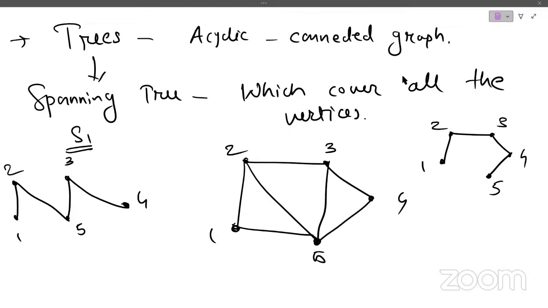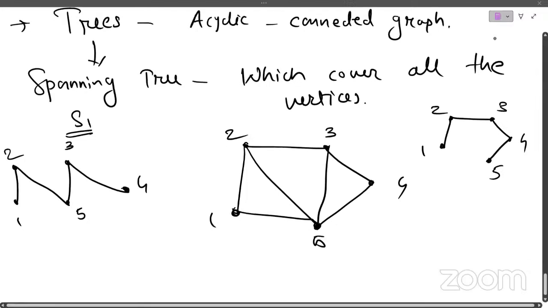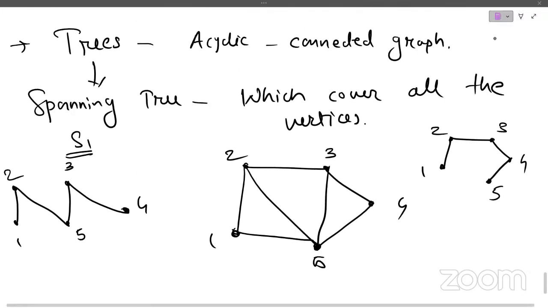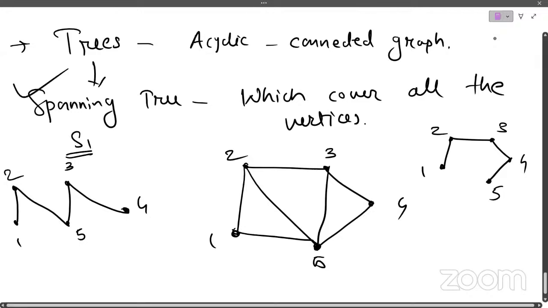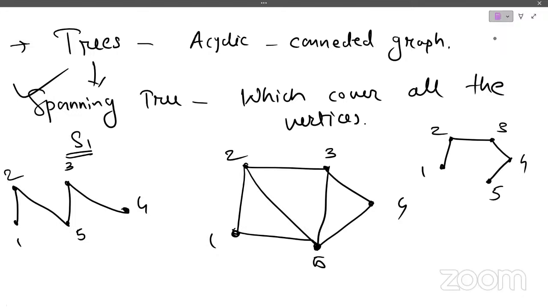I'm just looking at the minimum spanning tree. Prim's algorithm, yeah, we'll discuss Prim's algorithm and Kruskal's algorithm, both of the things. So this is the definition of spanning tree, and the spanning tree is not unique in any graph.